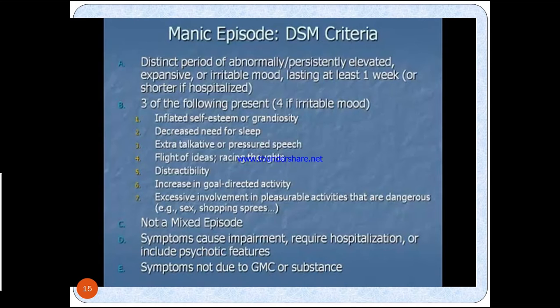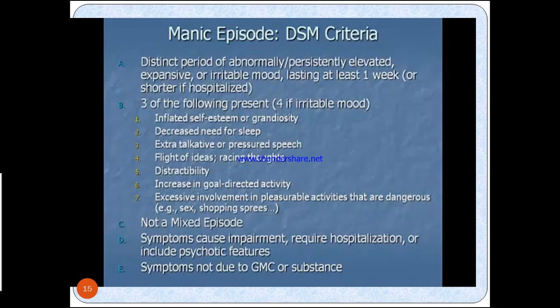Mania is a distinct disorder diagnosed by a criteria. One criterion is a distinct period of abnormality: persistently elevated, expansive or irritable mood lasting at least 1 week, or shorter if hospitalized.